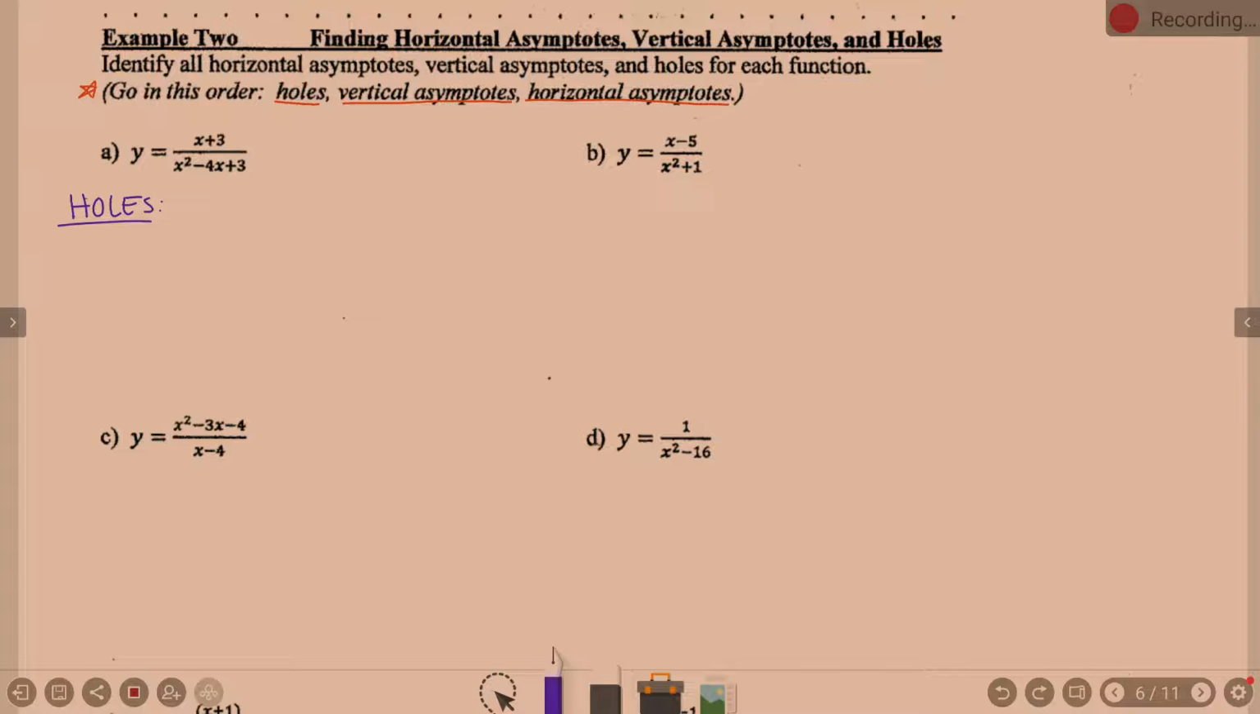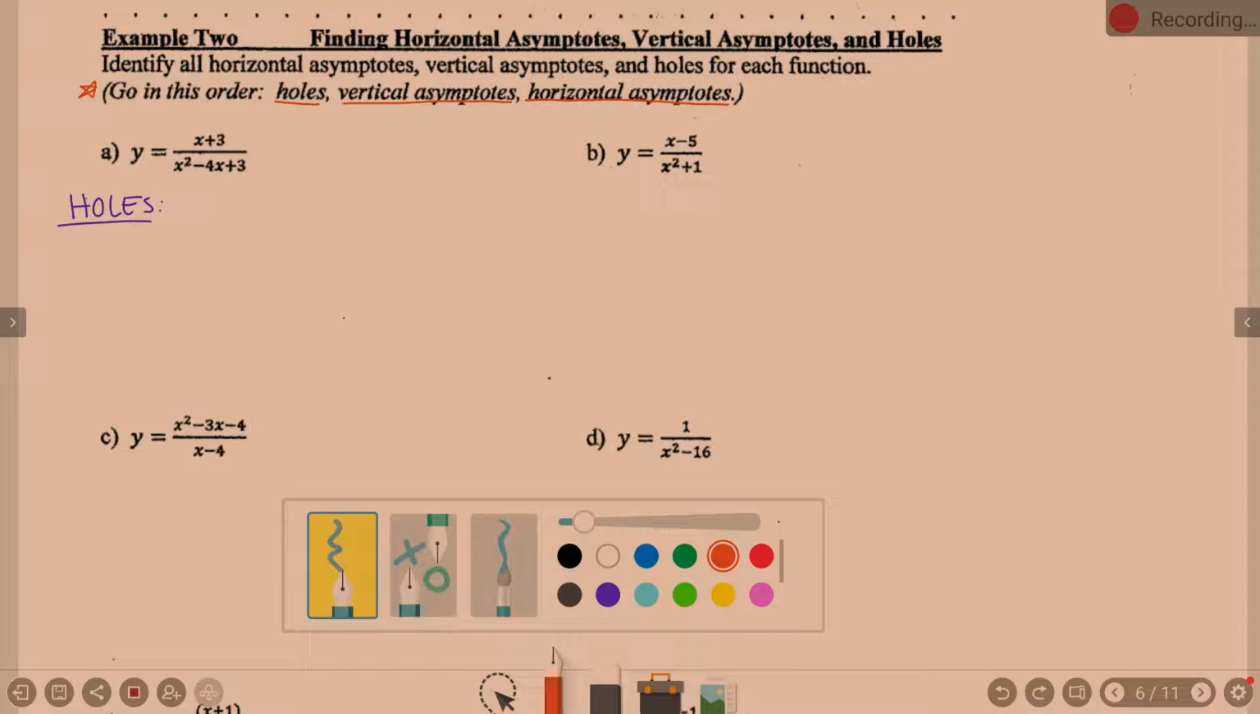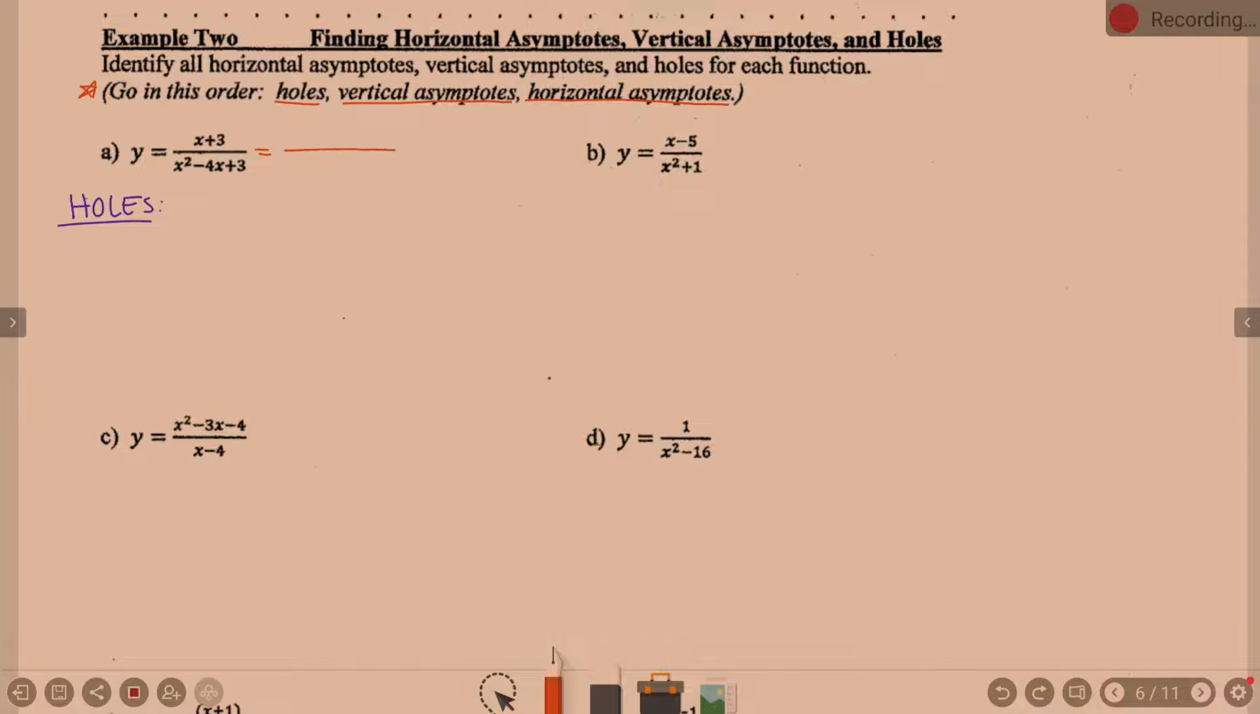And in order to think in terms of factoring here, first of all, my numerator of x plus 3, the only thing I can think there is a GCF. And there's no GCF. My denominator factors. Dig deep in those brains, it's in there. x squared minus 4x plus 3.